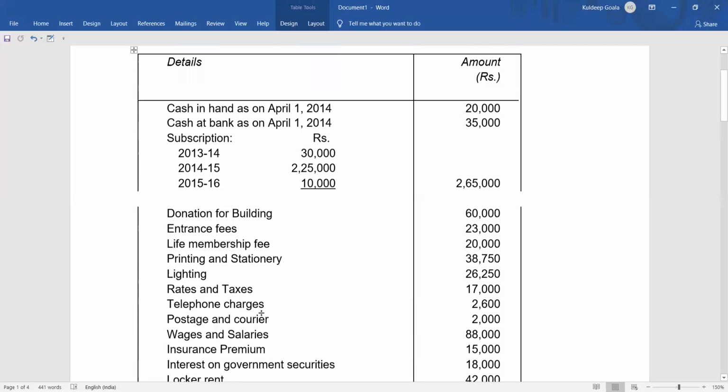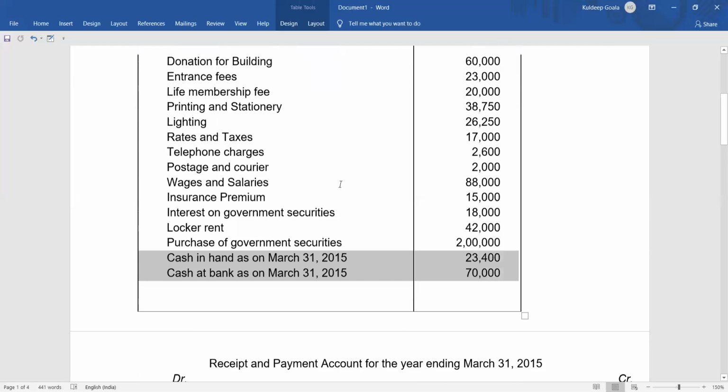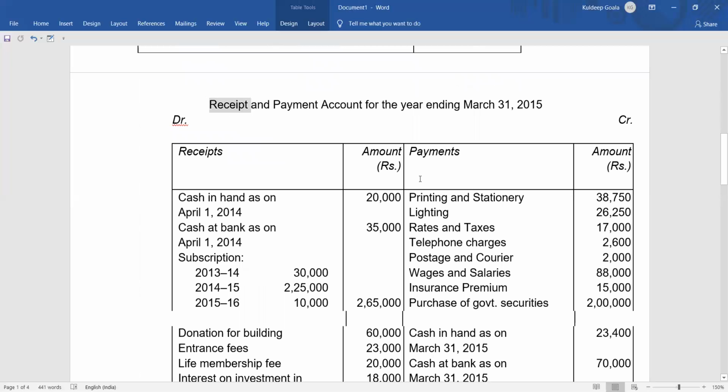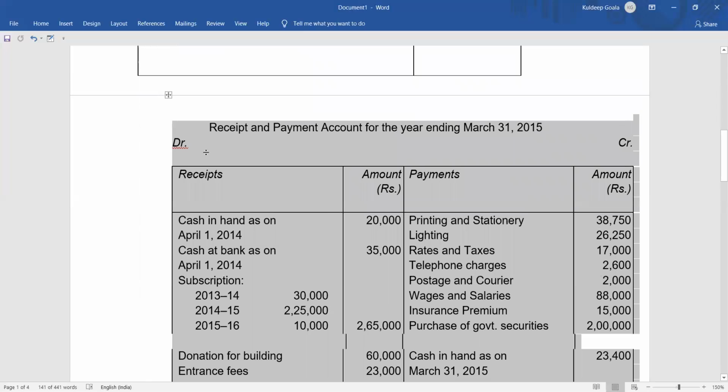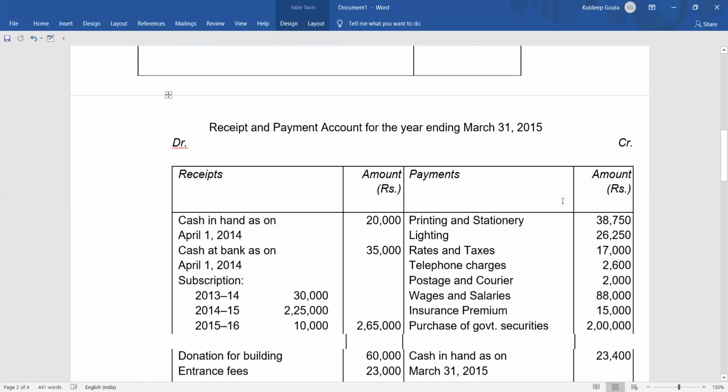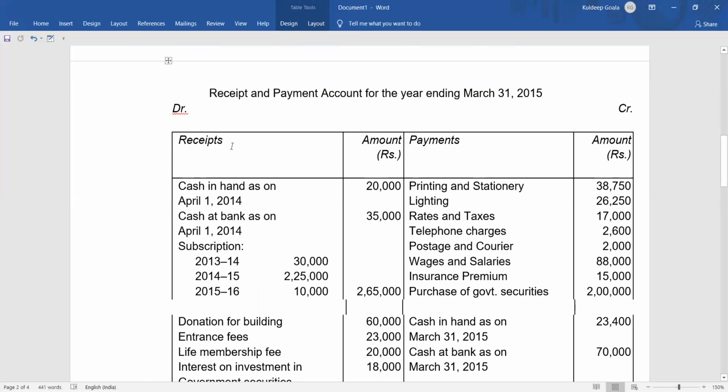Now let's start posting it. So first of all, cash in hand, cash at bank. So उससे पहले हम लोग format बना लेते हैं. There is a format, receipts and payment account. The format is ready. As we can see that receipts and payment account will have two sides. One is a debit side and the other one is a credit side. In the debit side, we are going to write receipts. In the credit side, we are going to write the payments.